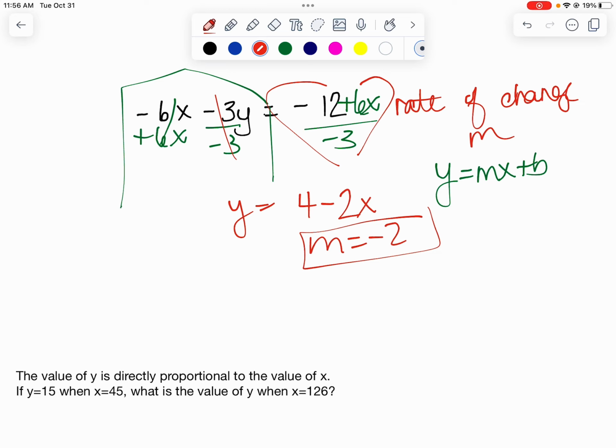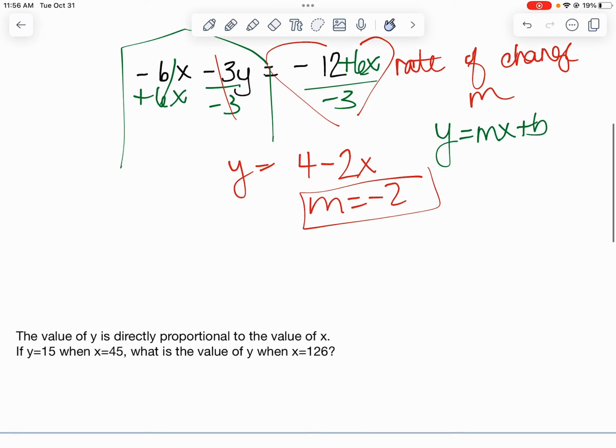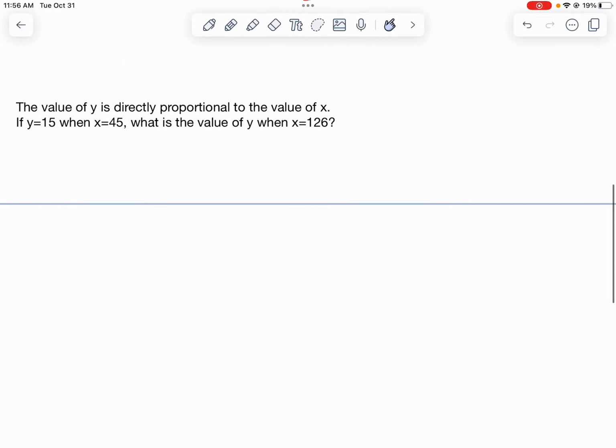The last one is probably the trickiest because we didn't spend that much time on it. So it says the value of y is directly proportional to the value of x. So this is where we set up a proportion, which is your baseball bat ball or your butterfly method or your cross multiply and divide method.